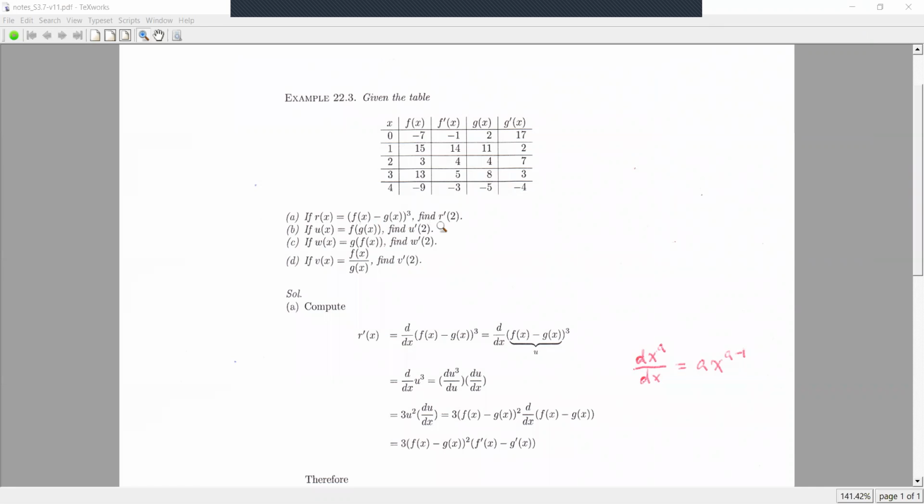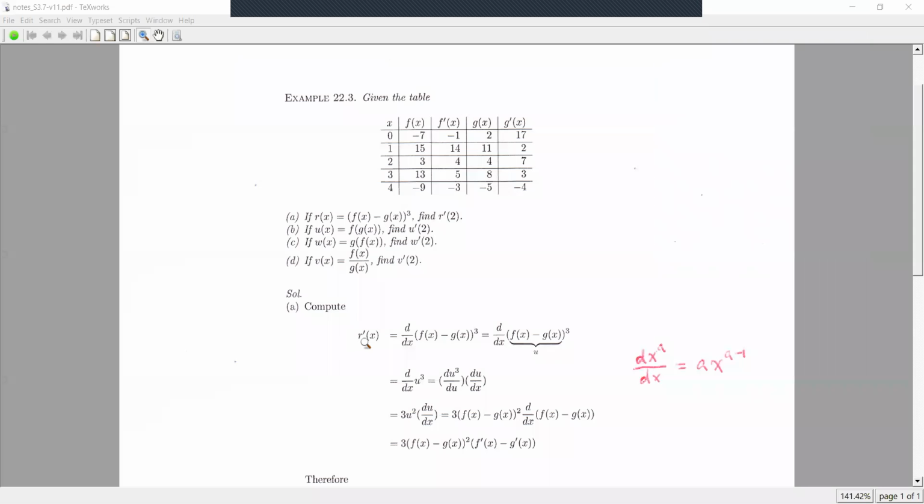To answer this question, I first compute the derivative of R at the point x, because all the derivative formulas are about derivatives at the point x. After I get the derivative of R at the point x, then I plug in 2 in x to get the derivative of R at the point 2.